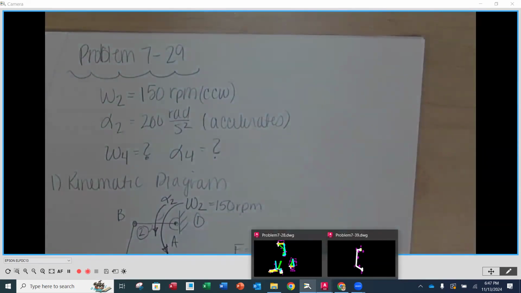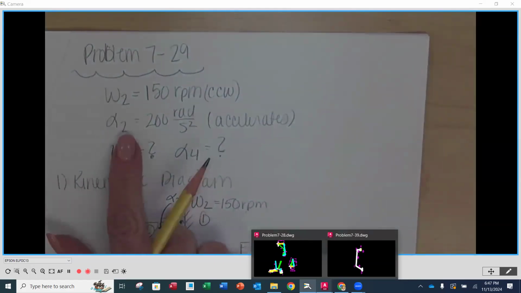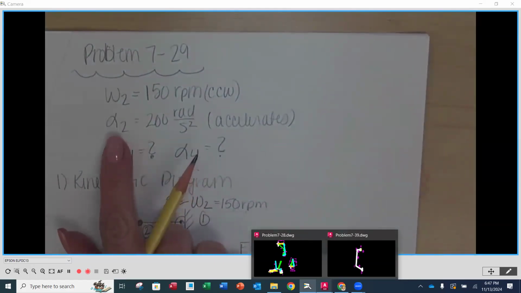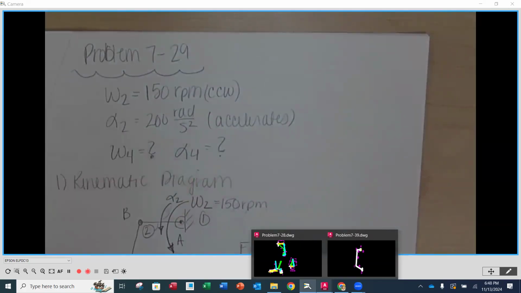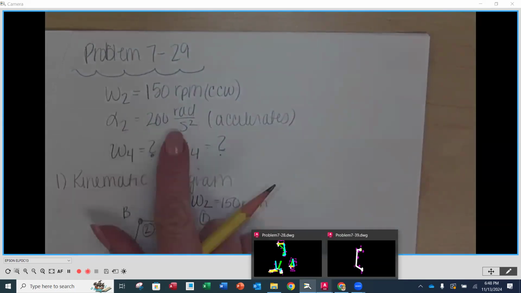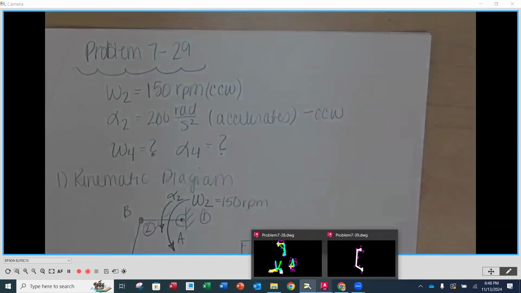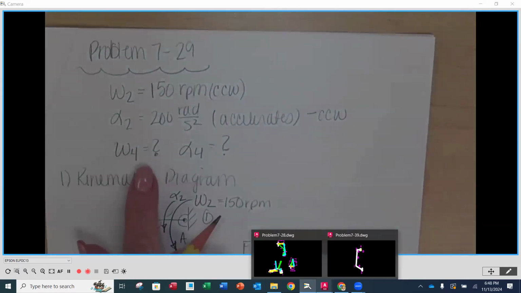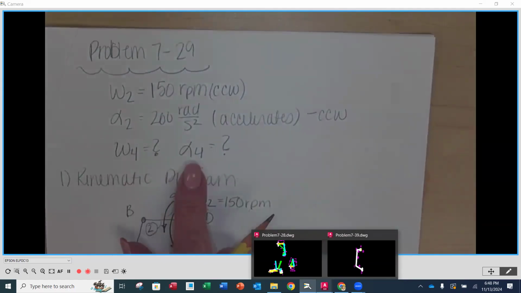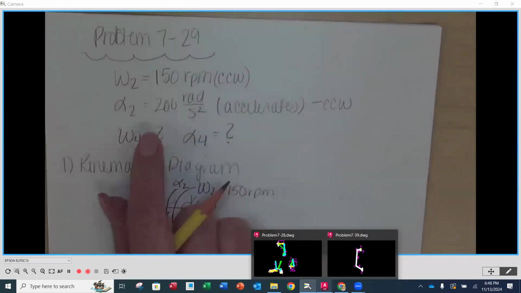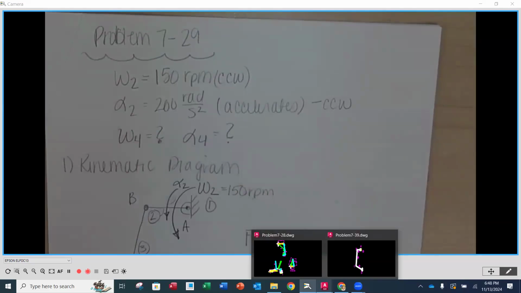And then the angular acceleration, that's this symbol, that little alpha. The angular acceleration of that same link, number 2, is 200 radians per second squared, and it's accelerating. So that means it's also going in the same direction as the motion. They want us to find the angular velocity of link number 4, the nozzle, and the angular acceleration of that nozzle. So I have my givens and the things that I need to find.